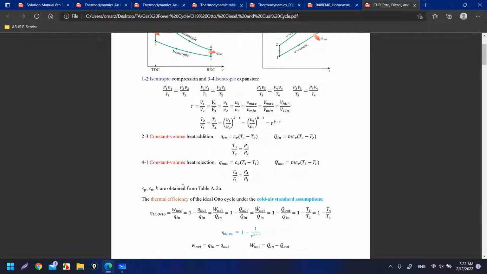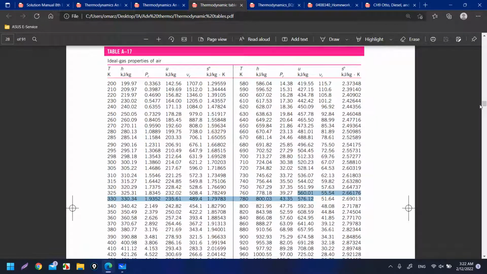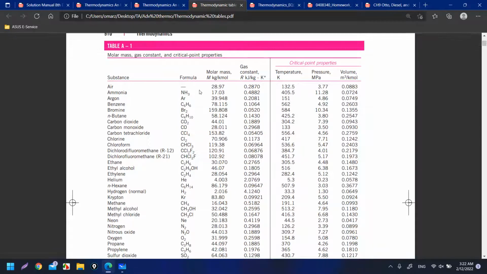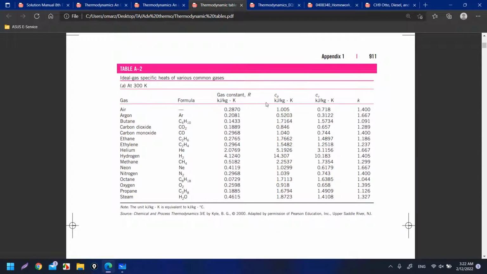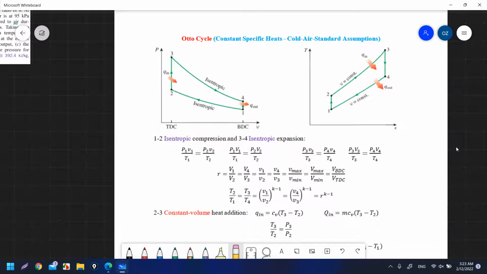Cp, Cv, and k are obtained from table A2a. So we will not use table A17. Ignore table A17. If you want to open a table, open table A2 so you can find Cp, Cv, and k. And usually it will be given in the exam question, and they are easy numbers to memorize: 1.4, 0.718, 1.005. So let's go and solve the same question but with constant specific heats.